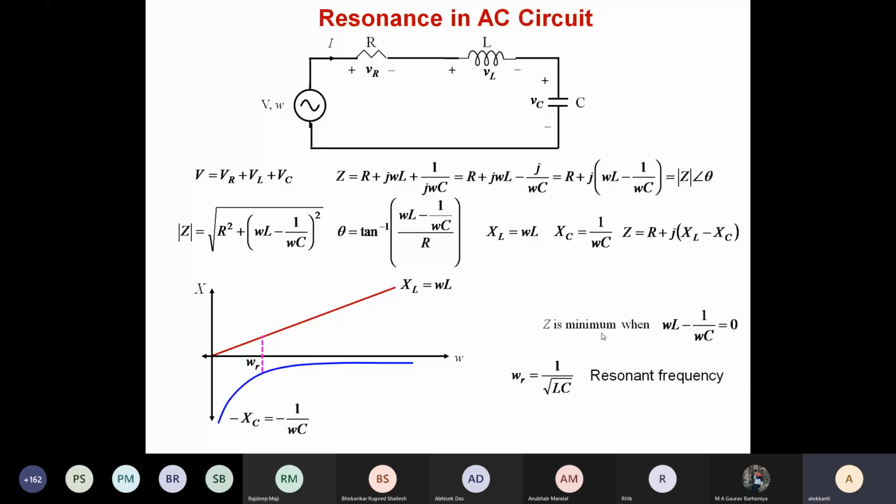So now let us see what happens at that frequency. This is a frequency that can happen because if somehow you can make this supply frequency omega a variable quantity, then at a particular frequency the reactive component of the impedance becomes 0, and that frequency is known as the resonant frequency. That will depend upon the values of L and C. If you are given a certain L and C, you can find out what will be the resonant frequency.